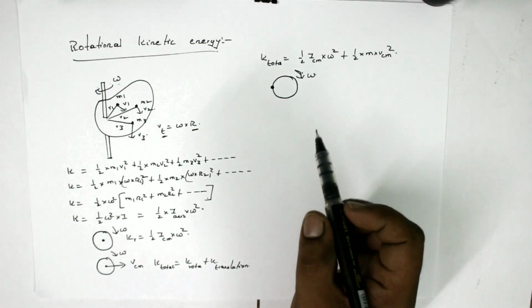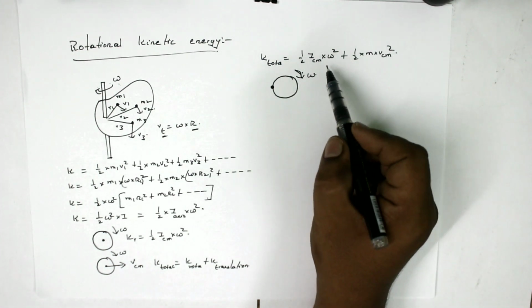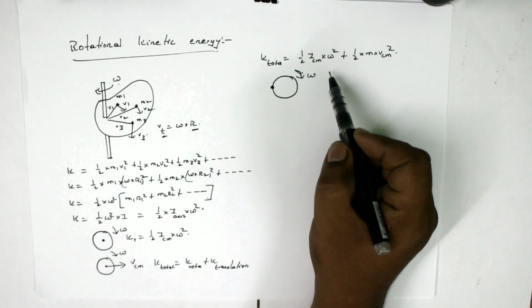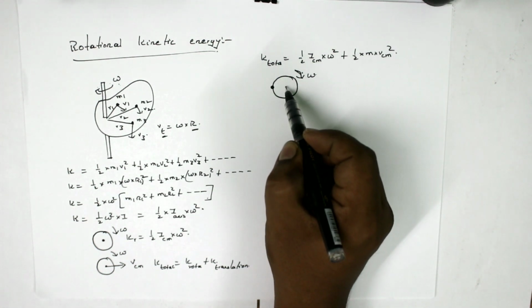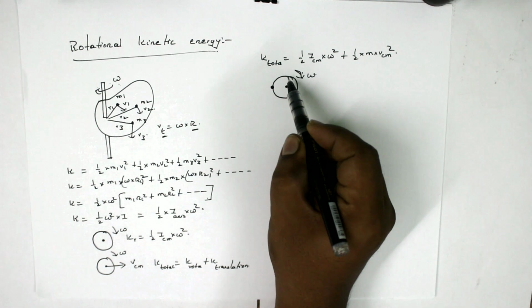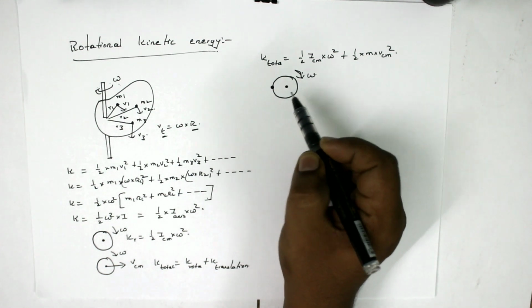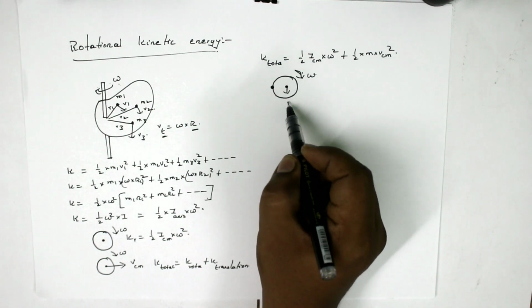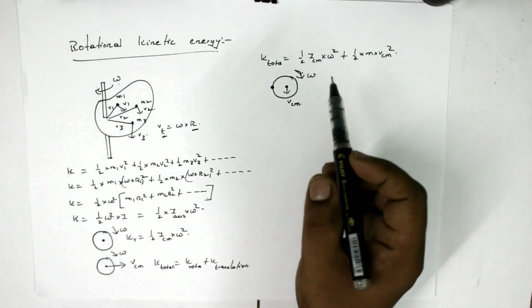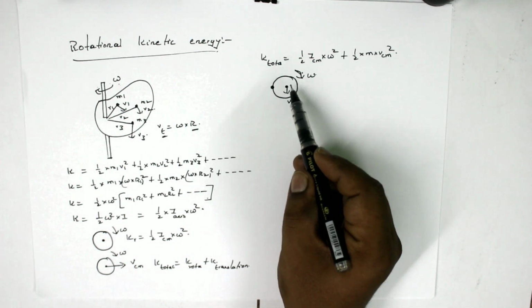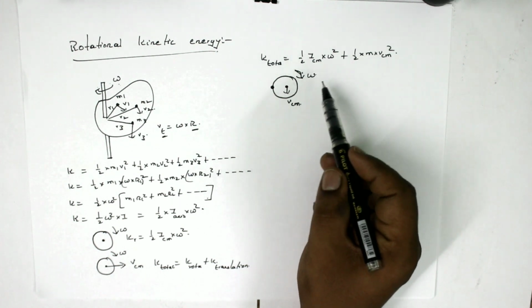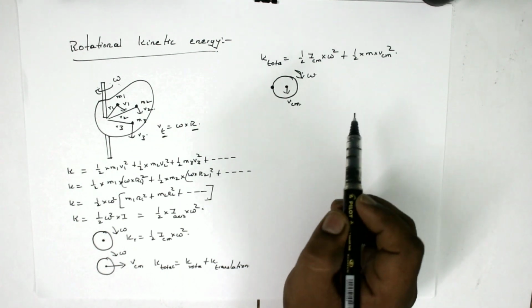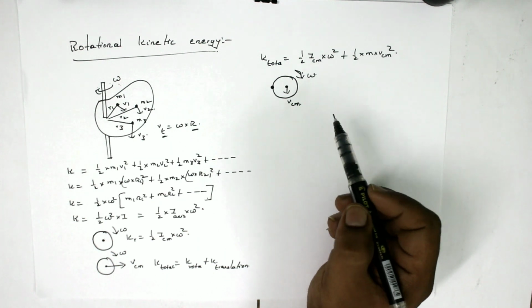So here also this disk has an angular velocity of omega. Similarly, if I take the center of mass of this disk, then this center of mass also has a velocity V center of mass, which is indicated here. So again, if I add these two energies, that should give the total kinetic energy possessed by this body. This is solving by one method.